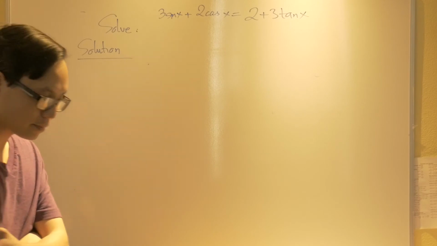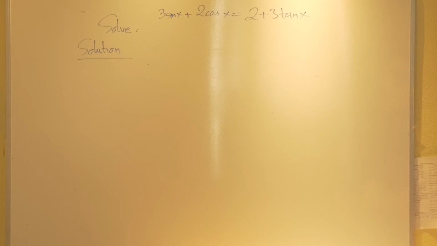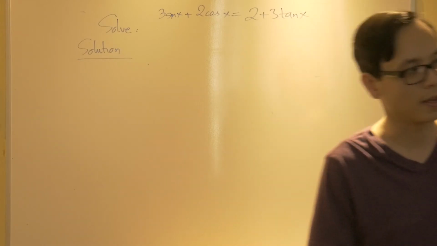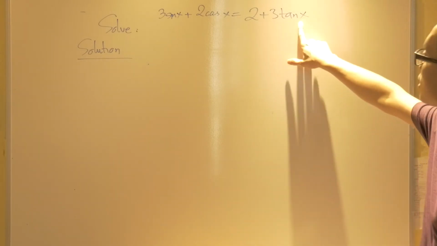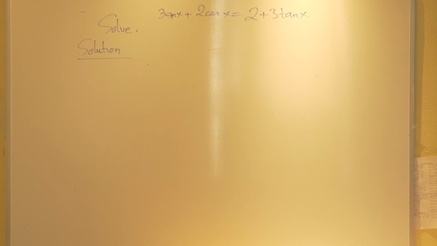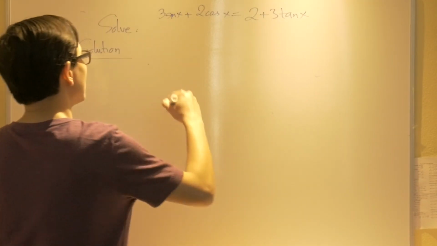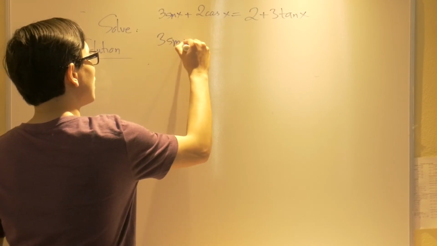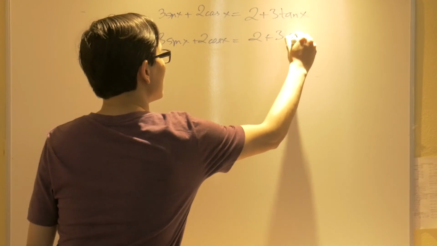Okay, so what do you think? We have sine, cosine, we have tangent. We know there's a relation between tangent and sine, cosine, right? And you have to think about that. Tangent is sine over cosine. If I change it to sine over cosine, find the least common denominator, then maybe we can do something. So I change it. Sine over cosine.